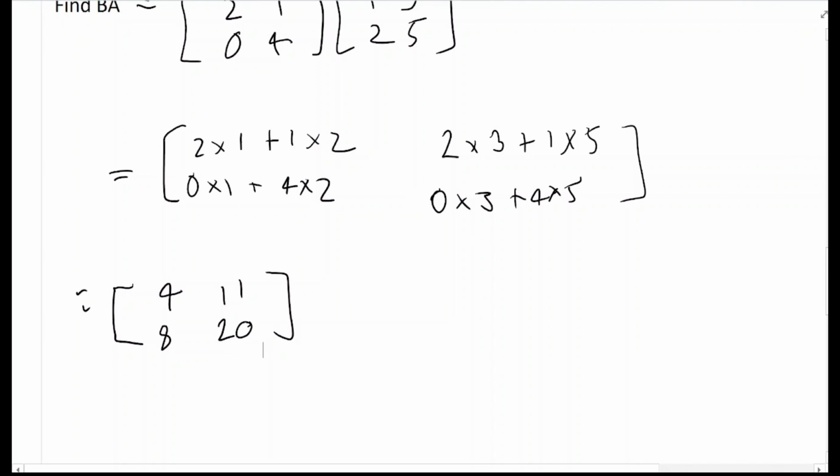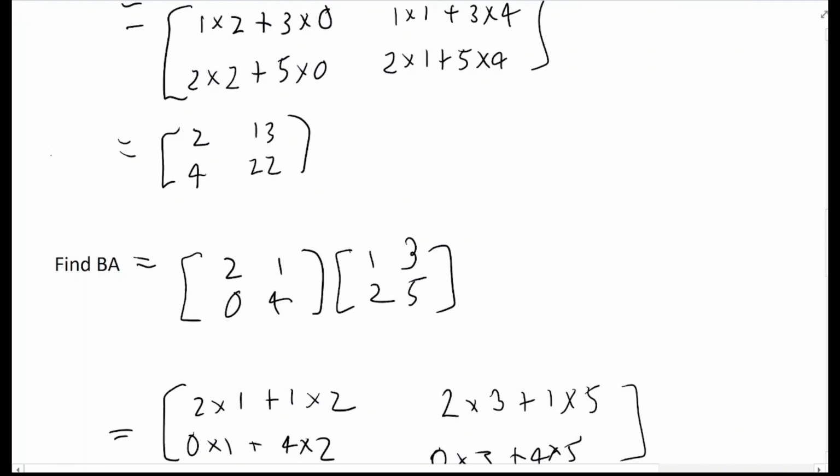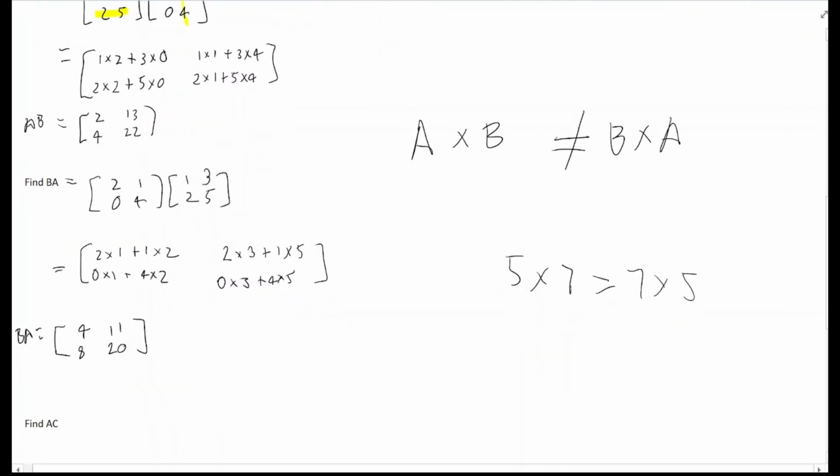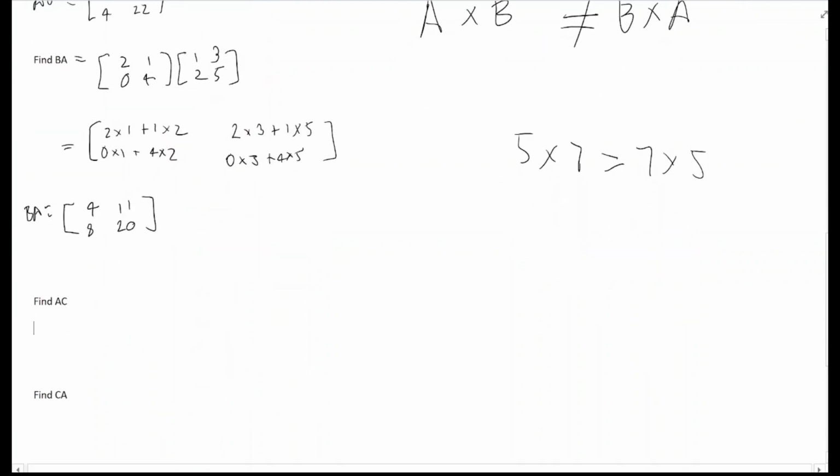Now, I don't know about you, but last time I checked, 4, 11, 8, 20 was a different matrix than 2, 13, 4, 22. So what we've found out here is that A times B is different to B times A. In general, this is true for matrices, and it's a really good point to make. Matrices do not work like real numbers work. If you take real numbers like 5 times 7, that gives you the same thing as 7 times 5. But if you take two matrices, you cannot just swap the order. It really does matter what order you multiply them in. All right, let's move on.